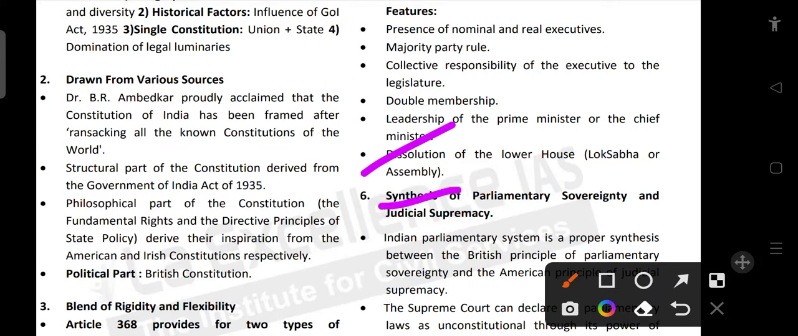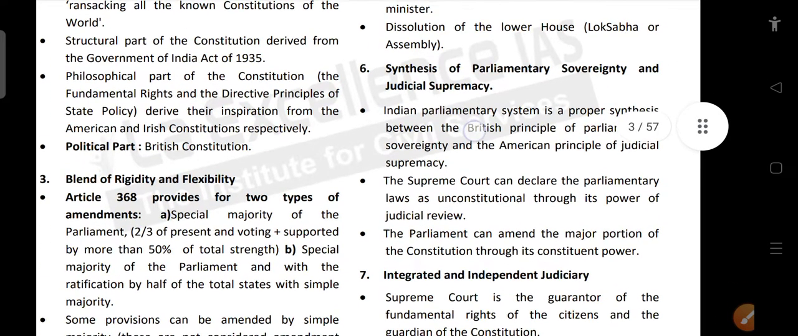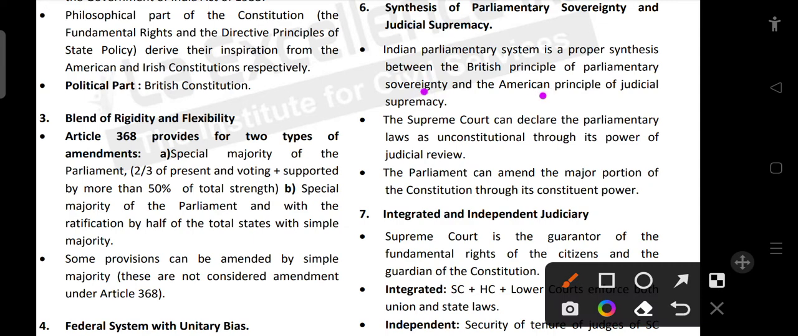And the next feature is the synthesis of parliamentary sovereignty and judicial supremacy. We give equal importance to both Parliament and judiciary. The Indian parliamentary system is a proper synthesis between the British principle of parliamentary sovereignty and the American principle of judicial supremacy. The Supreme Court can declare a parliamentary law unconstitutional through its power of judicial review. The Parliament can amend a major portion of the Constitution through its constituent power.